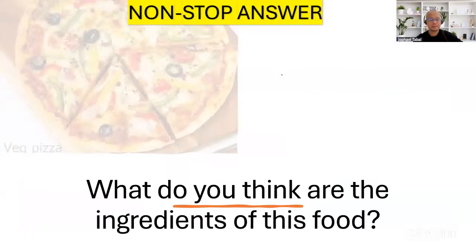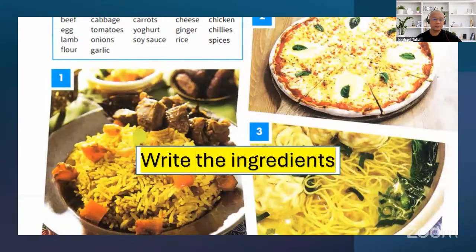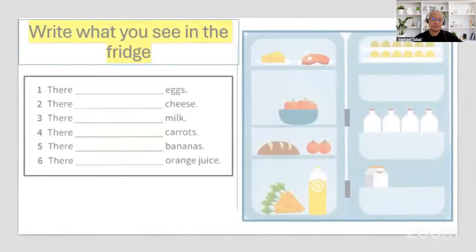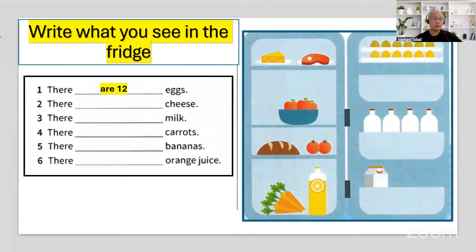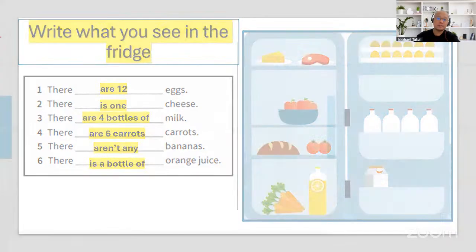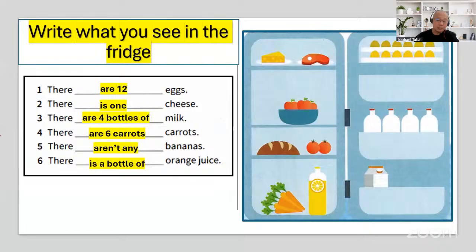So we'll learn some vocabulary about food here. So we have here the ingredients, okay? Today we're going to check countable and uncountable nouns, right? So we can see here, for example, there are 12 eggs, there's 1 cheese, 4 bottles of milk, 6 carrots, aren't any bananas, and a bottle of something. Now, for countable and uncountable nouns, we use some and any, okay? So let me show you how to use some and any.